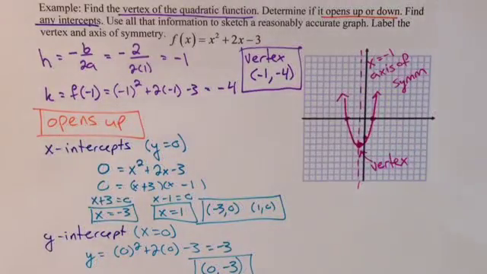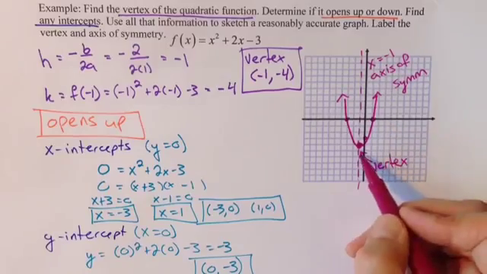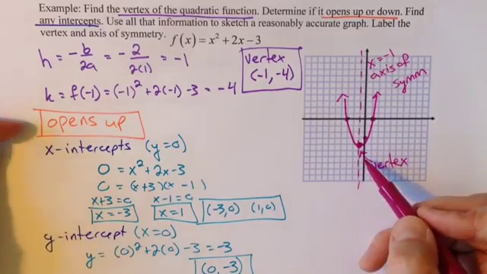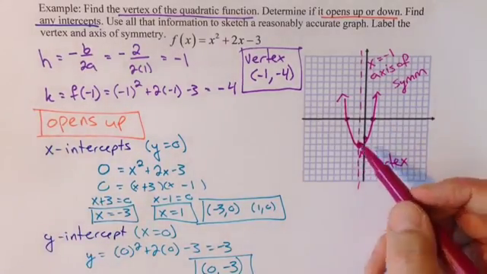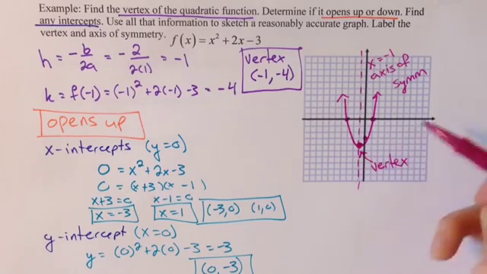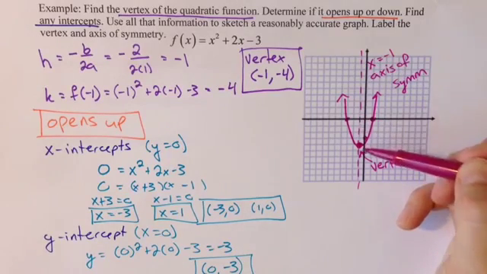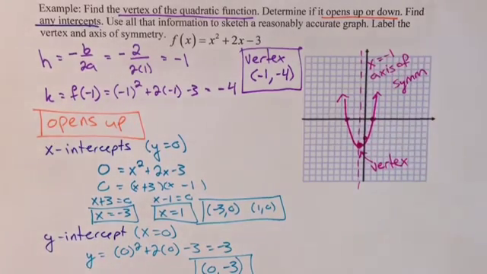Before we move on from this example, I want to point something out to you. We found the vertex of this parabola to be negative 1, negative 4. And we also know that the parabola opens up. That means that the vertex will be a minimum value for this parabola. When x is negative 1, this parabola achieves its minimum value of negative 4. We're going to use that a little bit in the next problem.